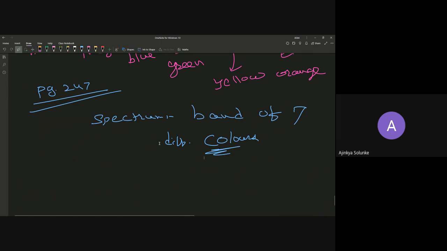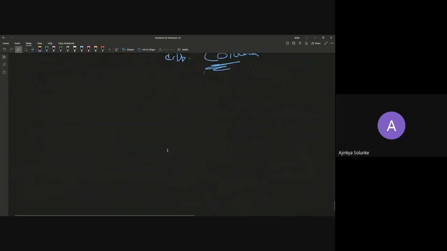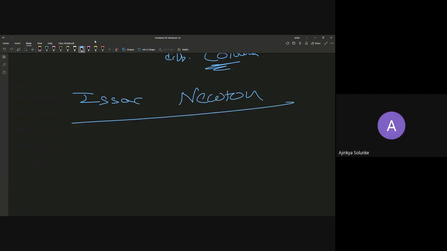Now, the person who did this experiment and actually got these 7 colors is very famous, and it's Isaac Newton. Newton performed this experiment with a prism, and he got 7 different colors. Very simple.